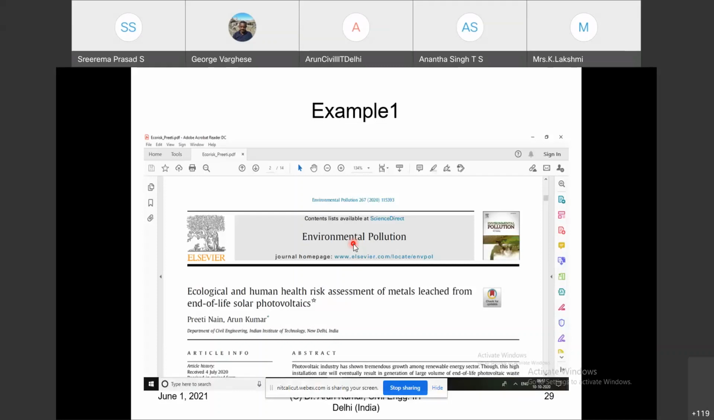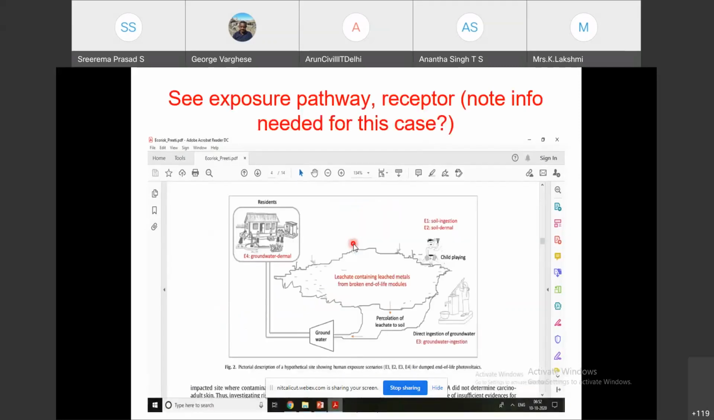Again, this example is a little bit with respect to heavy metals, which might be coming from your solar photovoltaics. But it also gives you the framework which people can use to do the risk assessment. So let's say this is the leaching scenario. Many people can relate to it. You might be seeing many open landfills, open areas where things are dumped, and depending on the rainwater and all, the things can leach.